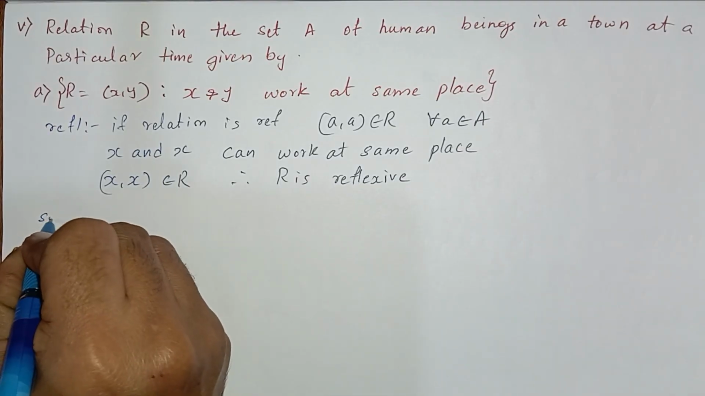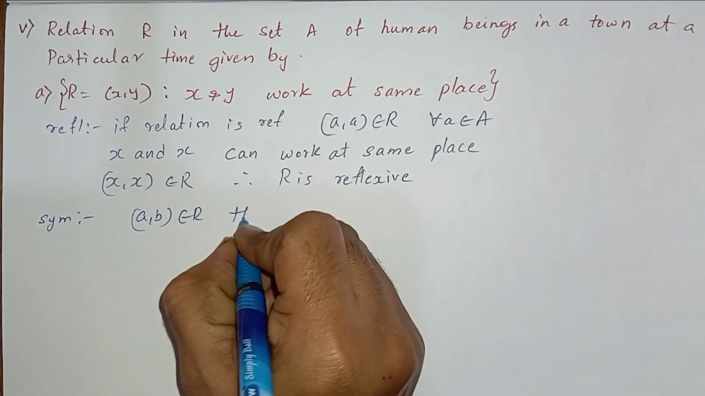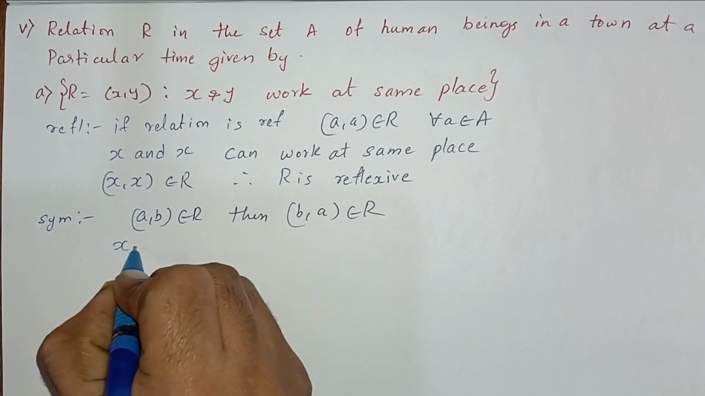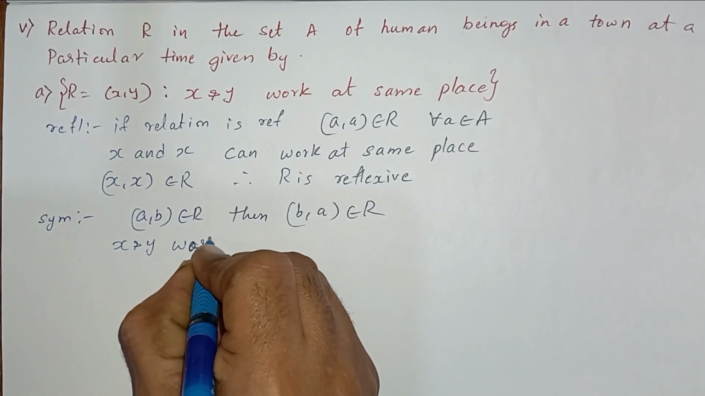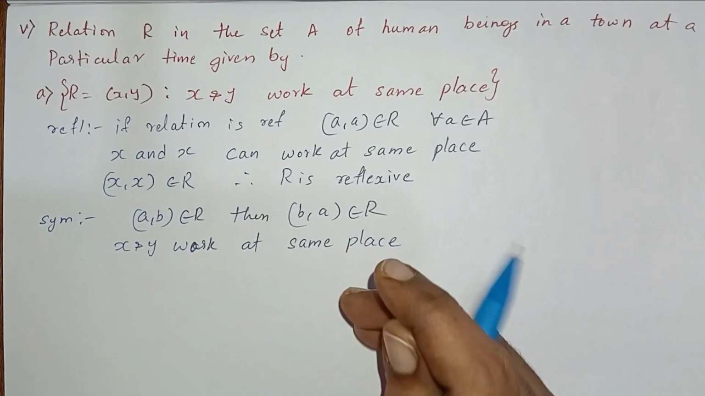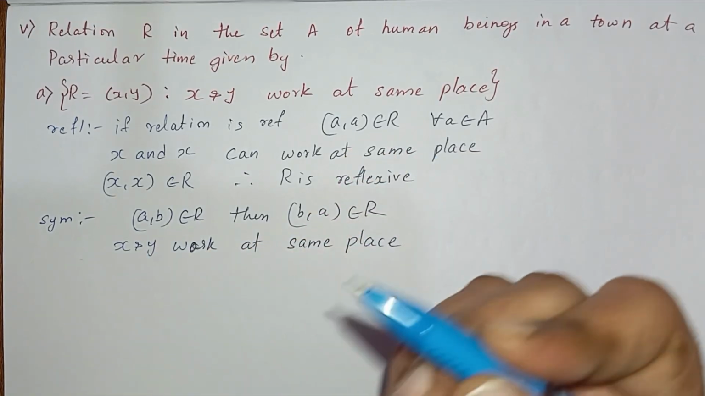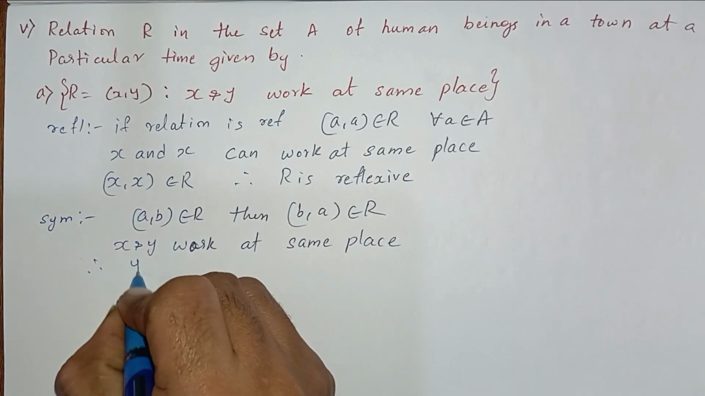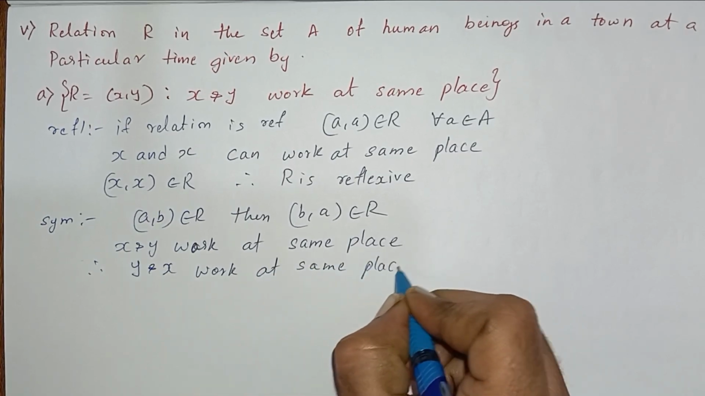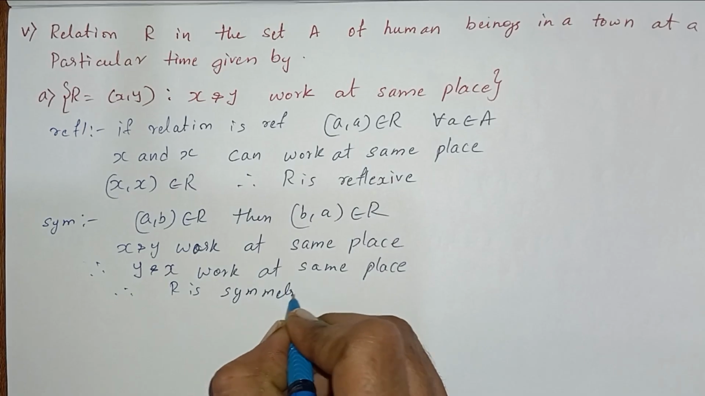So next we have to check for symmetric. If it is symmetric, that is, (a, b) belongs to R, then (b, a) should also belong to R. So if x and y work at the same place, so x person and y person are working in the same place, then if you reverse it, it is also the same thing. y and x are also working at the same place. Therefore, R is symmetric.